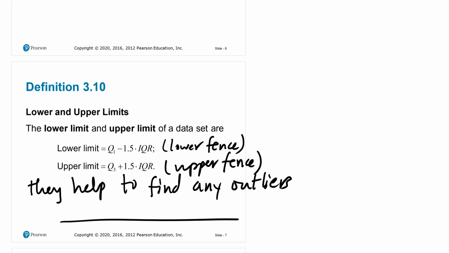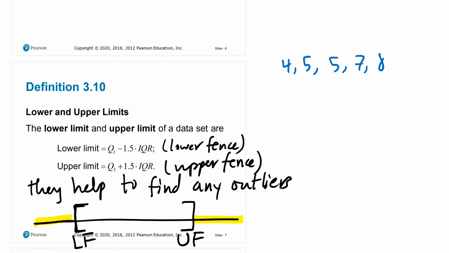So let's say you find the lower limit or lower fence here and the upper fence here. Any data in the shaded region is called an outlier. So how do you find the lower fence? We take Q1 minus 1.5 times the IQR, and the upper fence is Q3 plus 1.5 times the IQR. So for example, let's say we have this data: 4, 5, 5, 7, 8, 11, 33.